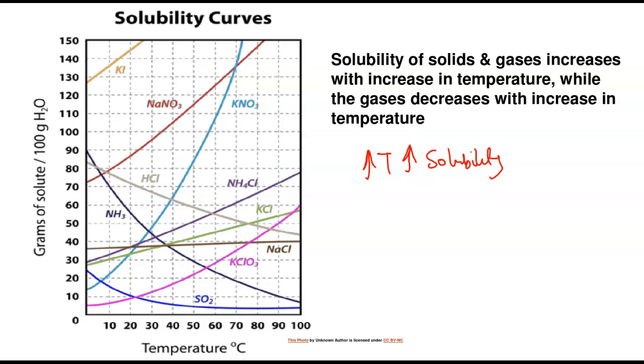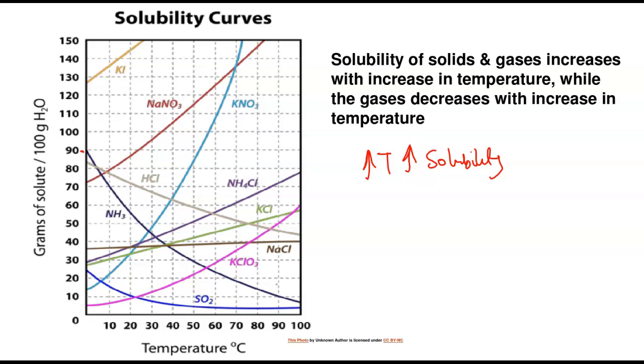However, let's look at the gases. This is ammonia gas. Now, the solubility at this point is about 90 grams in 100 grams of water. The moment the temperature begins to increase, what happens? You see, it begins to fall. And at 100 degrees Celsius, it becomes very, very low and almost insoluble. So that's exactly what happens.